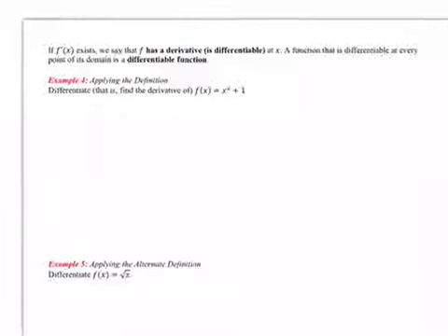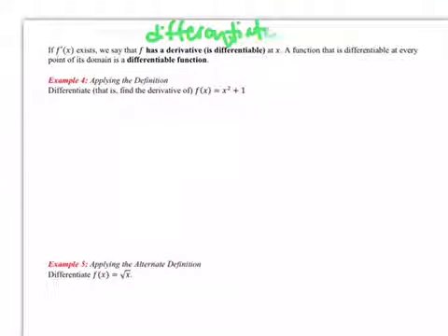So let's apply this. If f prime exists, we say that f has a derivative, meaning it's differentiable. So if I ever ask you to differentiate f of x, that means take its derivative, right? Use that difference quotient and take the limit of the difference quotient as h goes to 0. A function that is differentiable at every point on its domain is a differentiable function. Okay, so what that means is that its derivative can be calculated anywhere on that function.